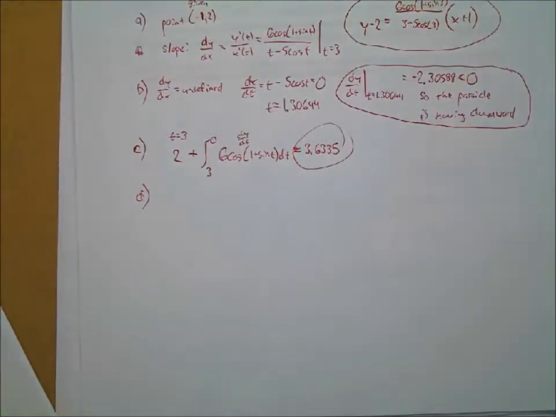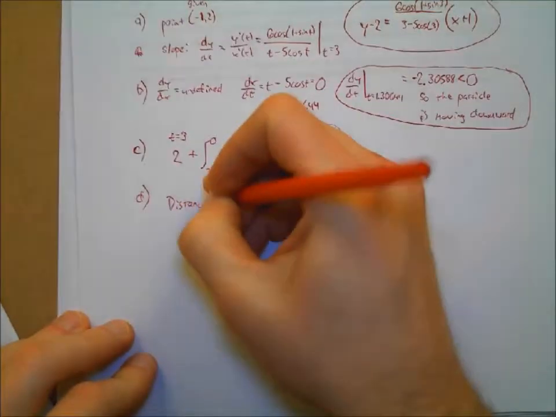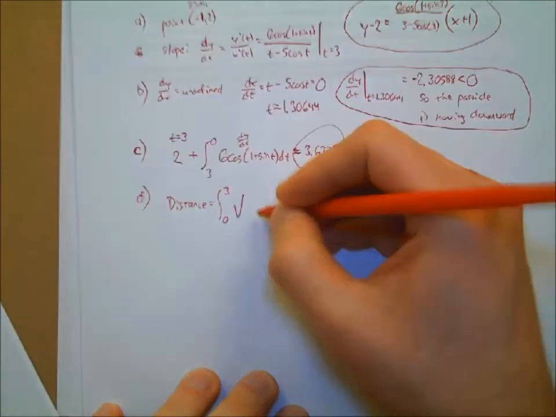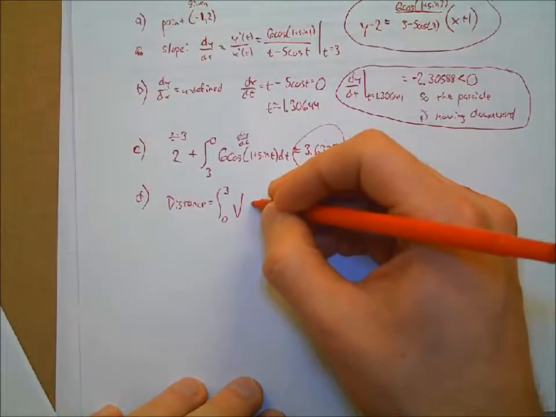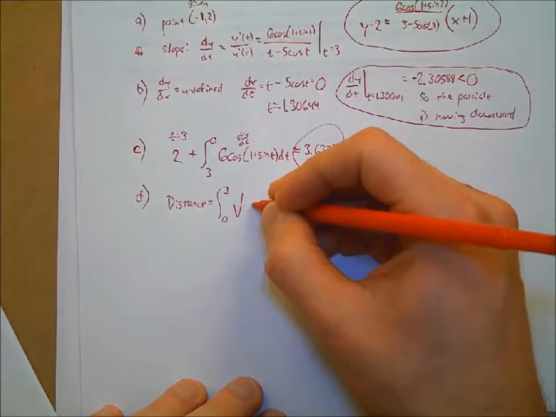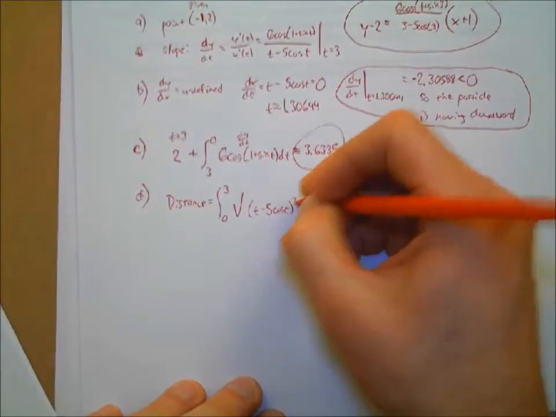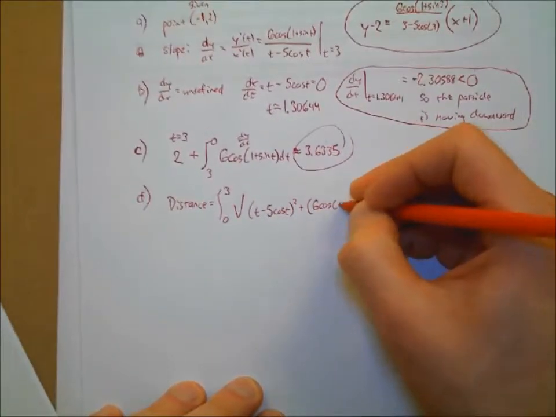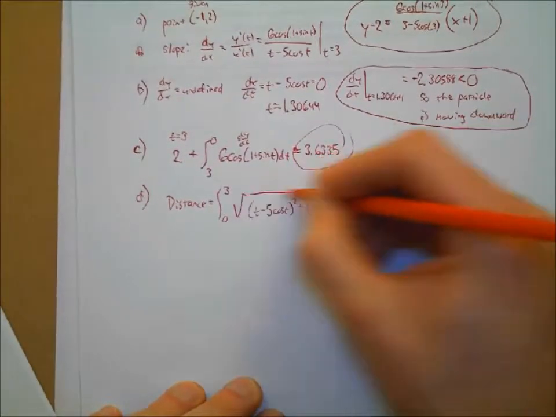What do we do to find the total distance traveled for a particle? What's the formula? Arc length, exactly right. So the distance here is just the integral from 0 to 3 of the arc length. So the square root of, all right, I'll just write this out here. dx/dt, which is t minus 5 cosine t, squared, plus 6 cosine of 1 plus sine t, squared, dt.